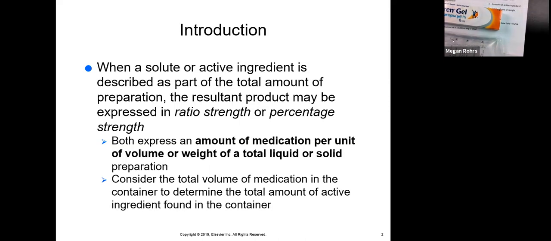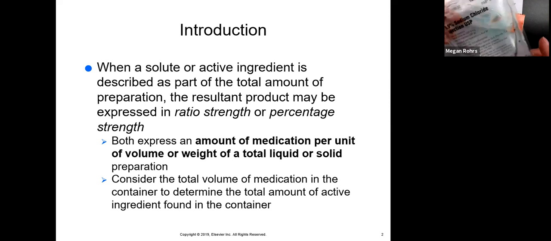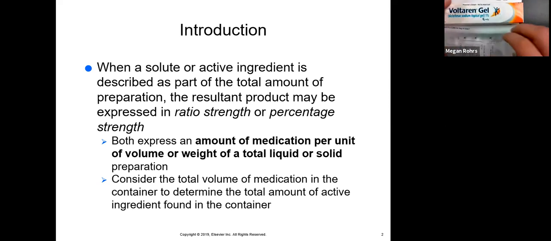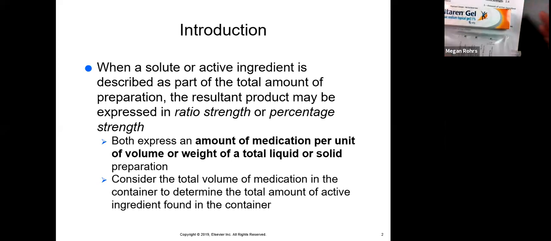Anytime we are looking at the strength of a medication, for example, you can see that this Voltaren gel has a 1% strength. This sodium chloride bag has a 0.9% strength. So anytime we're looking at a strength, that is telling us that there is a certain amount of medication or active ingredient per every unit of volume or weight of the total amount of medication.